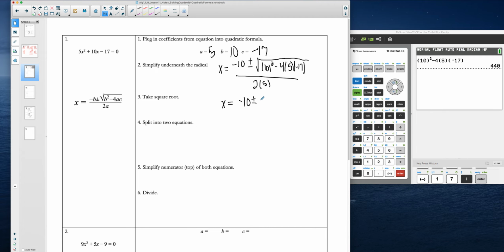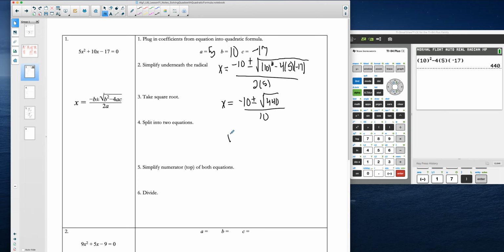So square root of 440, and that's over 10. 2 times 5 is 10. Now, here's where I'm going to flip these because we're using the calculator. So I'm not going to take the square root yet. I'm going to go ahead and split these into our two answers.